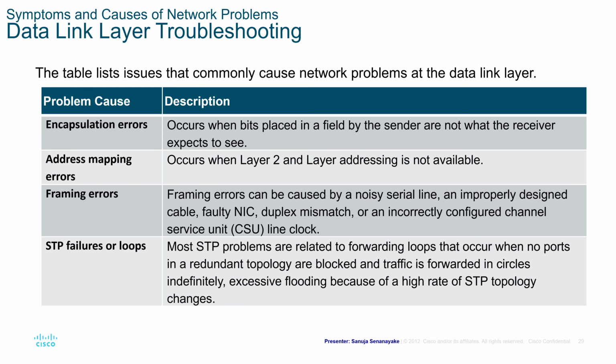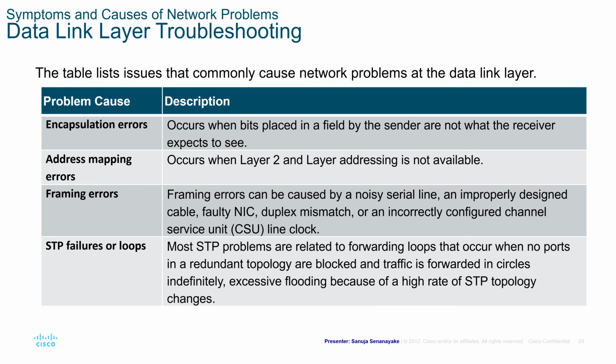Framing errors. Framing errors can be caused by a noisy serial line, an improperly designed cable, a faulty network interface card, or a duplex mismatch. Remember, the slowdown of the network I previously mentioned can also be caused by a duplex mismatch or an incorrectly configured channel service unit, also known as CSU line clock.